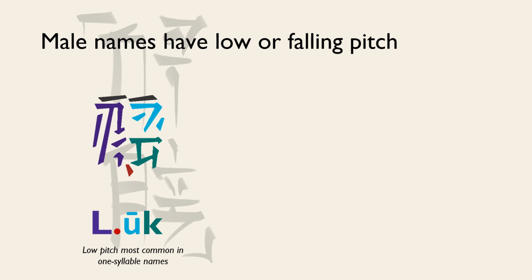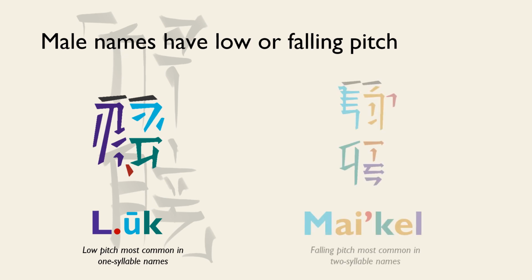I'm going to make Luke low pitch because it's a little hard to do a falling pitch on such a short syllable. So we put this low pitch mark in the Xi'an character and a period after the L in the SRX. Michael I make falling pitch, partly because that's how I say it, and partly because two-syllable words very commonly have a fall between the two syllables in Xi'an. We could also decide that we want the pitch to be inside one of the syllables, but that would be a little bit more unusual.